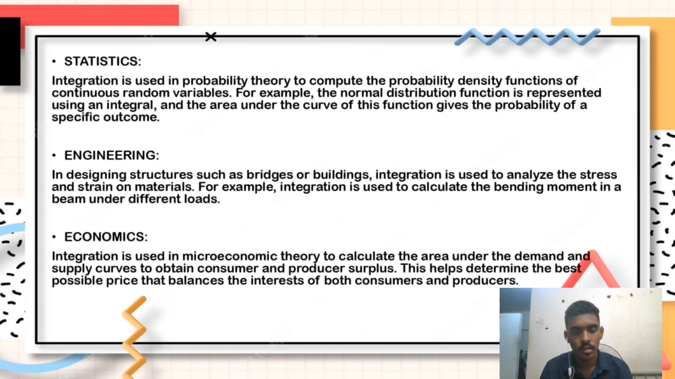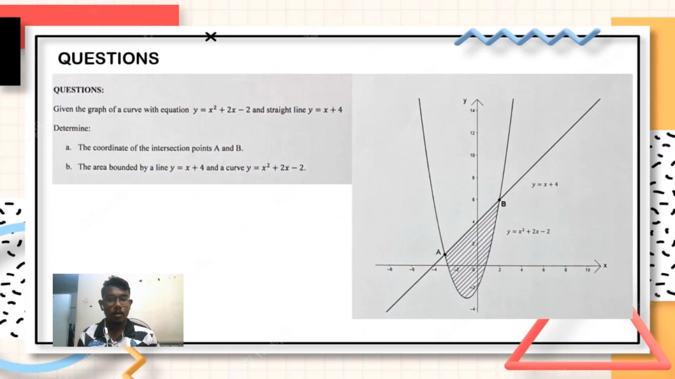Economics. Integration is used in microeconomic theory to calculate the area under a demand and supply curve to obtain consumer and producer surplus. This helps determine the best possible price that balances the interests of both consumer and producer.